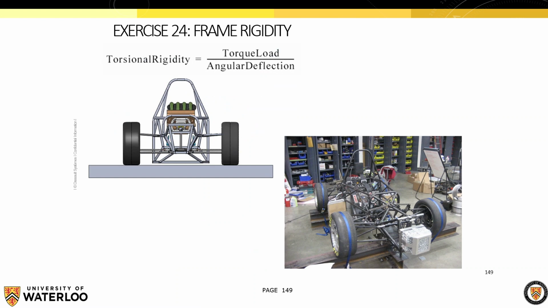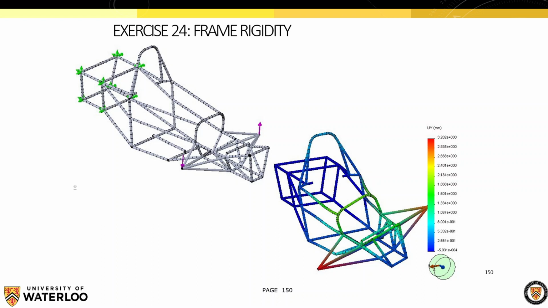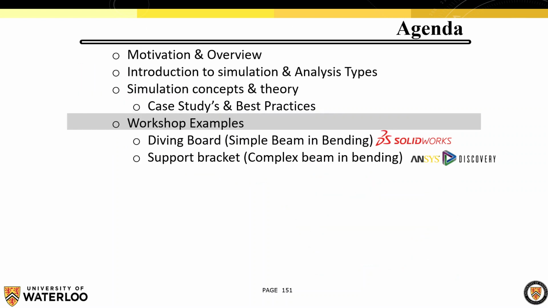I said that there was an example of a student team. They used some finite element analysis. This is an example of a Formula SAE car where they looked at the torsional rigidity of the frame using beam elements. Here's a point force that was applied to the frame, and you can see the amount of deformation on the corners.